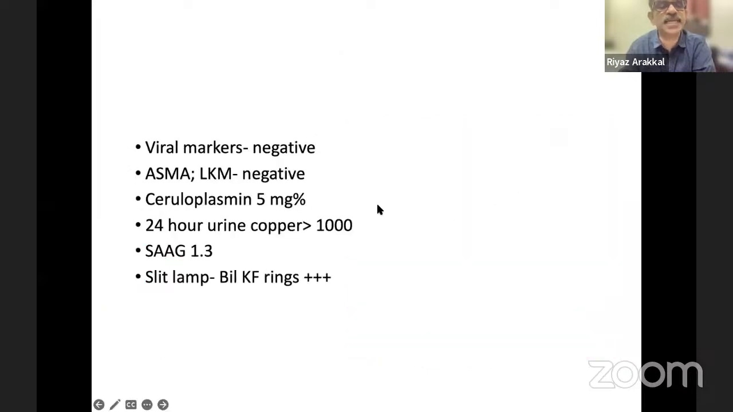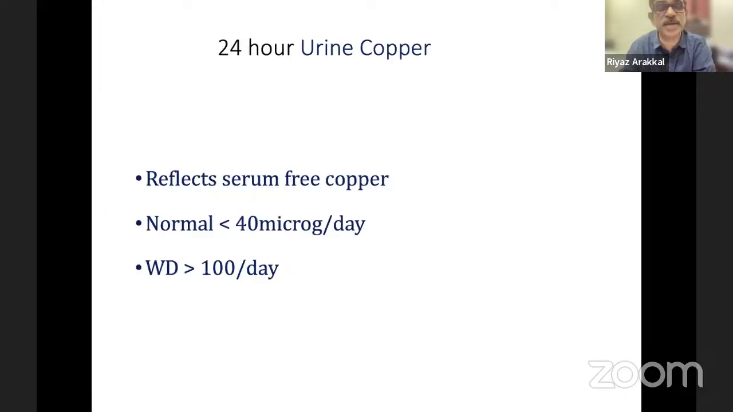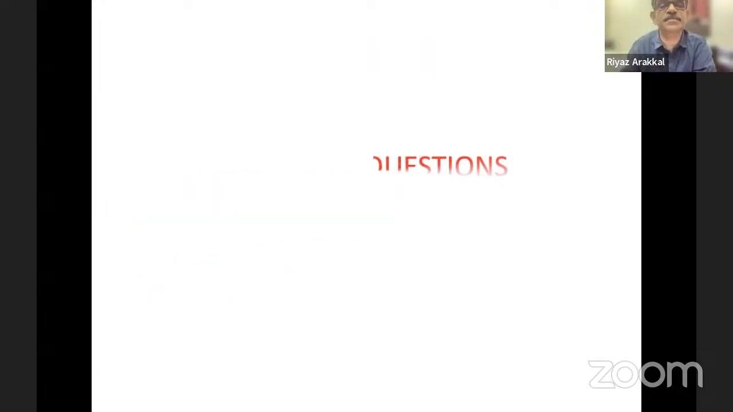So viral markers are negative, autoimmune markers negative, ceruloplasmin is very low, less than 5 milligram percent, 24-hour urine copper was high, SAAG. Slit lamp examination again confirmed the presence of bilateral KF rings. 24-hour urine copper is a reflection of the serum free copper. Normal serum free copper is less than 40, urine copper is less than 40, and in Wilson disease it will be very high, more than 100 per day.